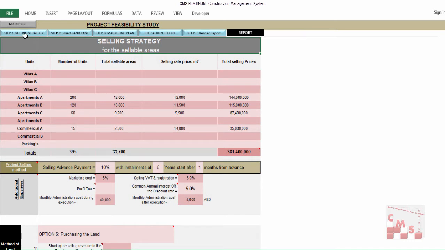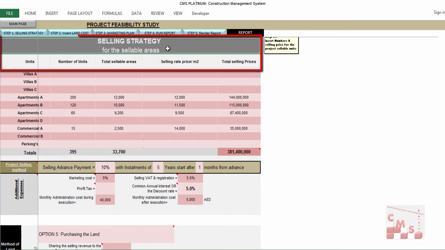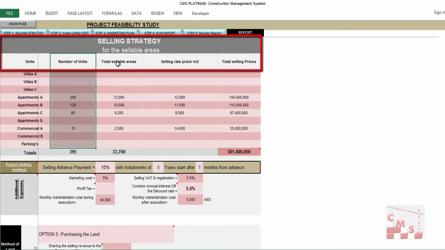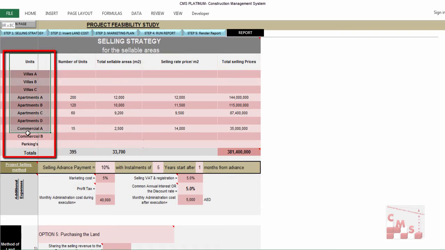So let's start now with the selling strategy. Step 1, selling strategy for the sellable area. Here you will enter the number of units of the project, the total sellable area in square meters, and the selling price per square meter. You will also insert the description of the units. Suppose you have villas or apartments, or the type of the apartment. You can put here a clear description for the units of the project.